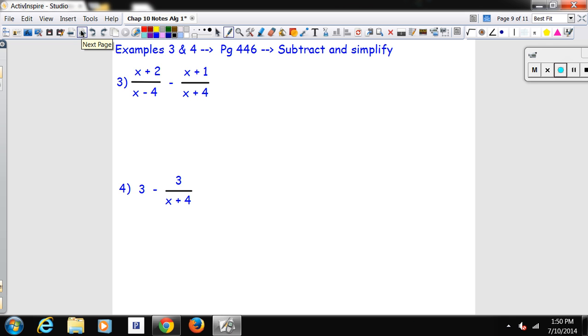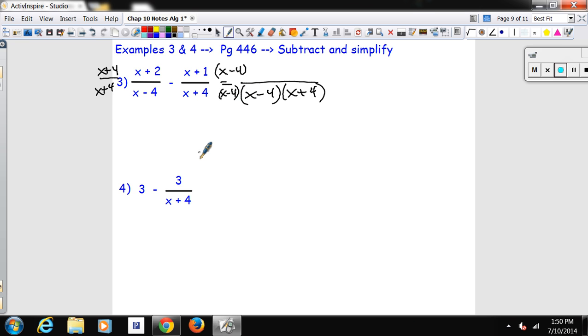Subtraction is the same. You need to get a common denominator. So here we're going to need to get a common denominator of x minus 4 and x plus 4. So this fraction, you're going to need to do the x plus 4 on top and bottom. You need this denominator over here. This denominator is going to go on this side.